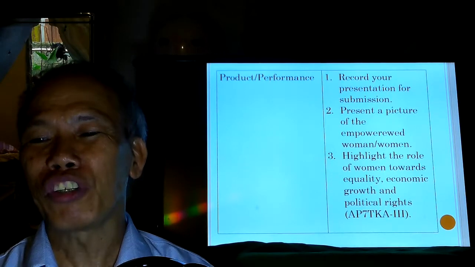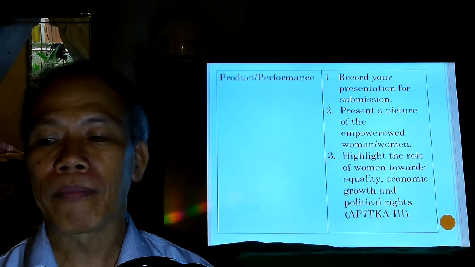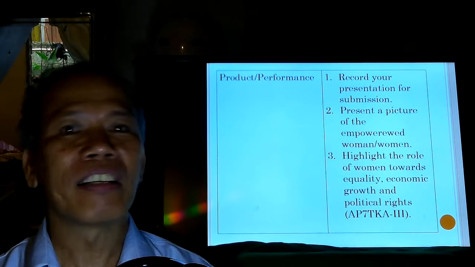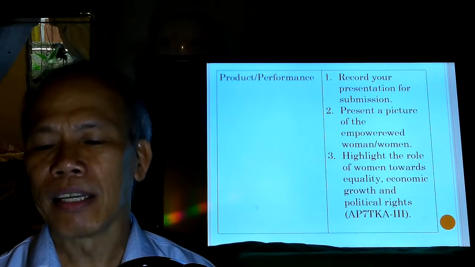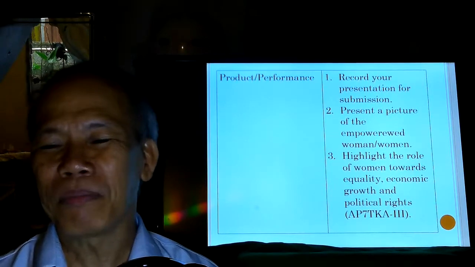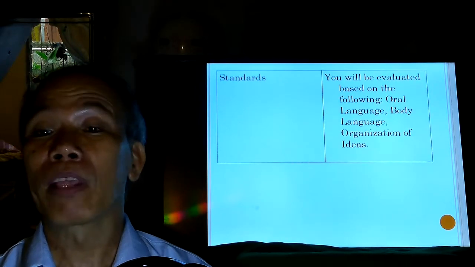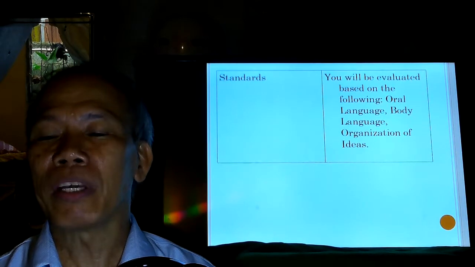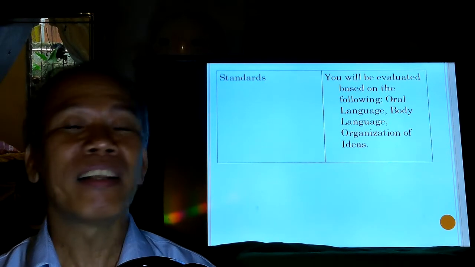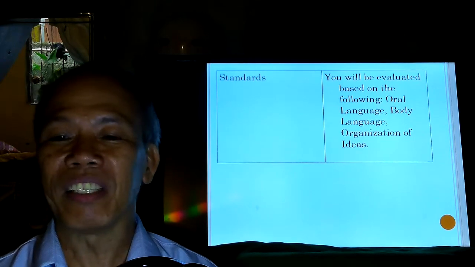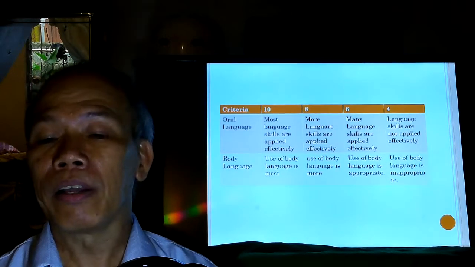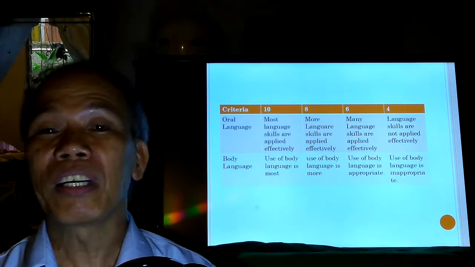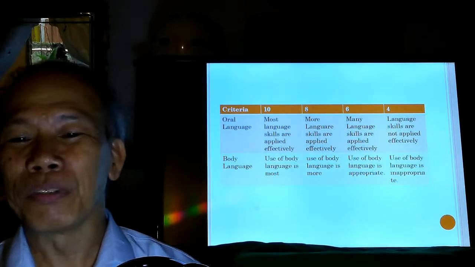Present a picture of the empowered woman or women. Highlight the role of women towards equality, economic growth, and political rights. That's the subject apparently Panlipunan. What are the standards again? You will be evaluated based on the following: oral language, body language, organization of ideas. And to top it all, you will be graded according to the criteria given in the rubric.